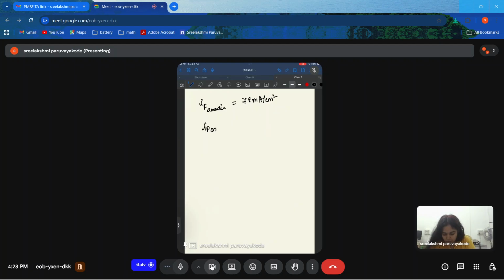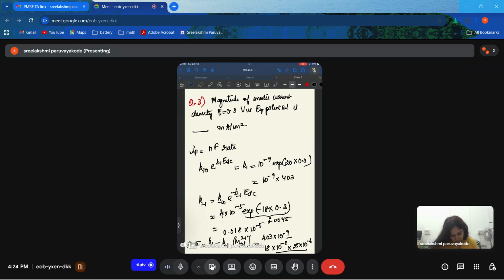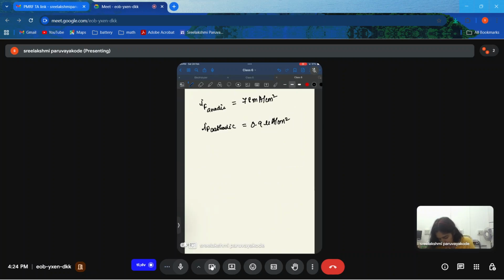And the backward, you will get a very small value, like 0.9 microamp per centimeter square. Now you can see 10 to the power 8 and 10 to the power minus 6 is coming. If you solve it, you're going to get microamp per centimeter square. So the value is going to be roughly 78 milliamp per centimeter square, because this value is very small.